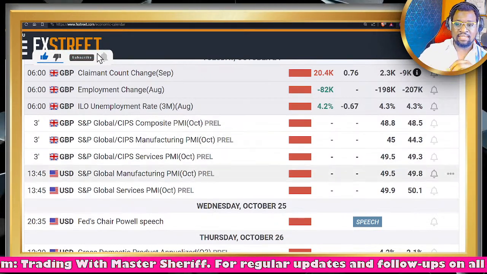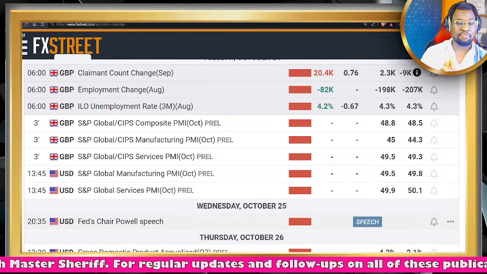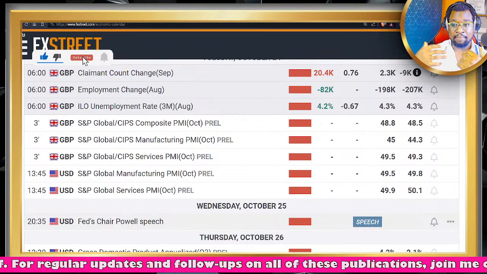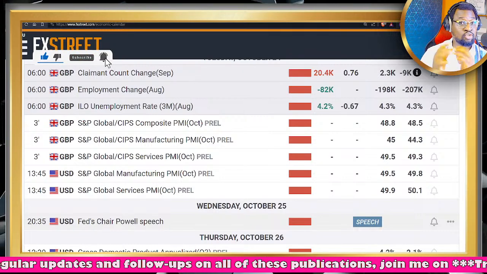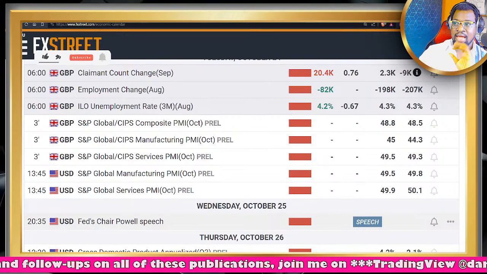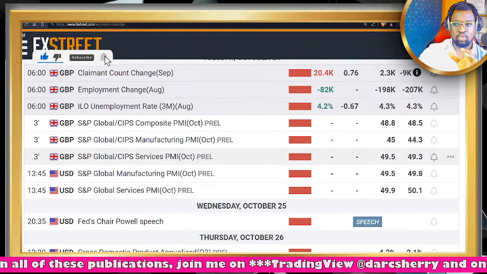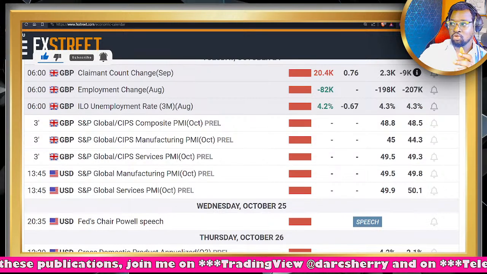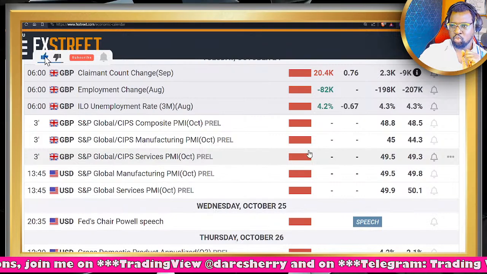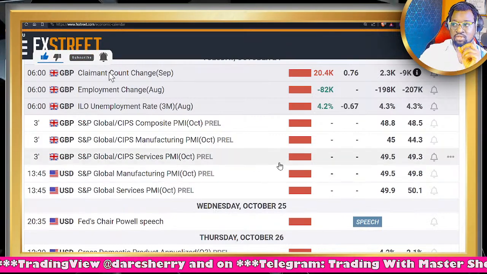Then we also have the S&P Global Services PMI, which gauges the well-being of the services sector. And of course, a high reading signifies growth in the sector, providing a window for broader economic health or growth. So on this one too, a high reading is also considered positive for the economy. Now let's look at what the previous data and the expectations are here.